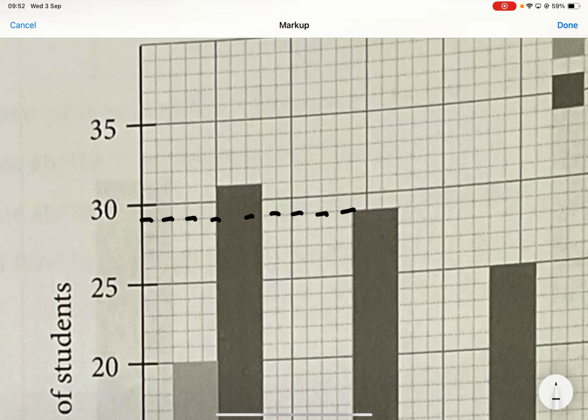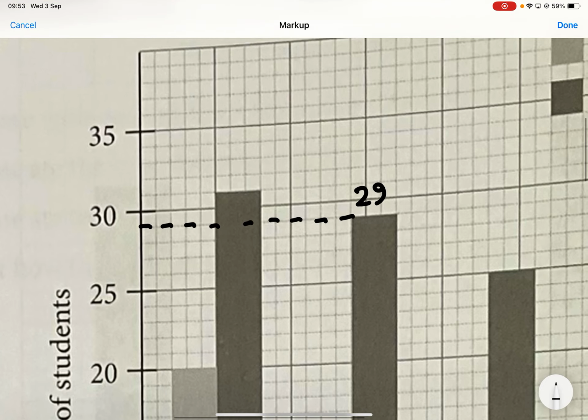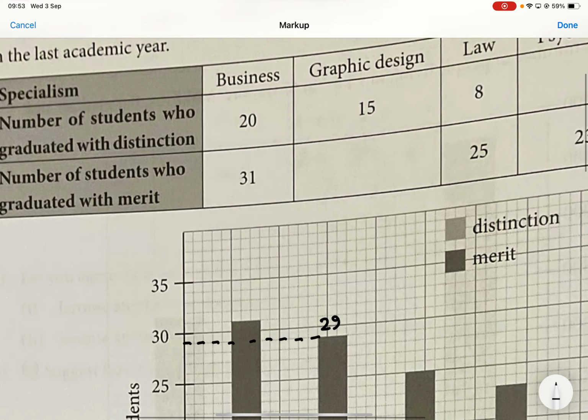Then 5 boxes. 1, 2, 3, 4, 5. 5 boxes represents 5. Each box is 1. So it should be 26, 27, 28, 29. Okay? So I should have 29 who get married. Then I can go and fill it back. 29.